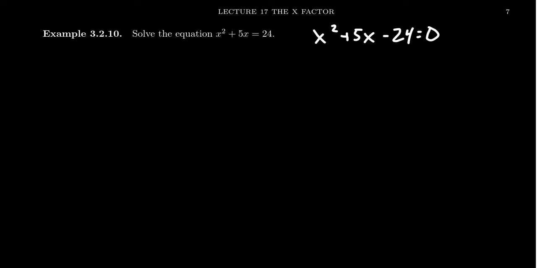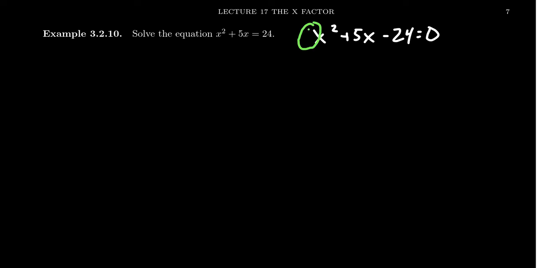If I check the quick factoring techniques, because this is a trinomial, we can't do a difference of squares. It's not a perfect square trinomial. 24 is not a perfect square. And there's also no common divisors I can see amongst the three terms. So we're now going to resort to using this reverse FOIL method we learned before.